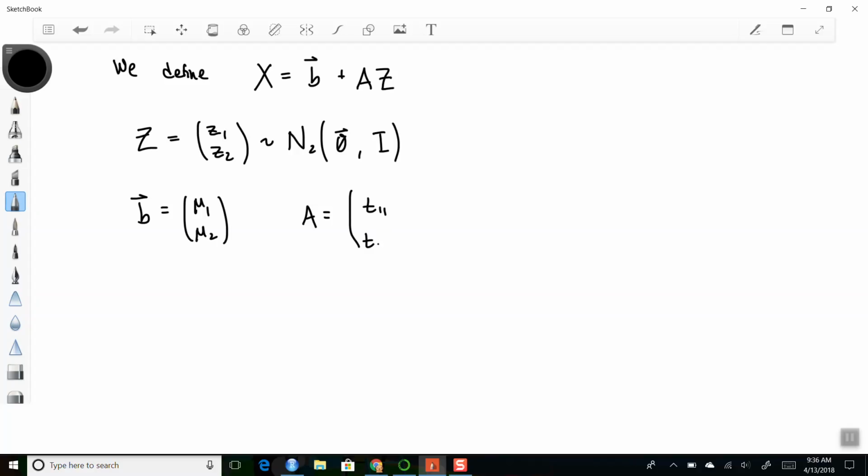T11, T21, 0, and T22. Okay, and then X defined this way will come from a bivariate normal.